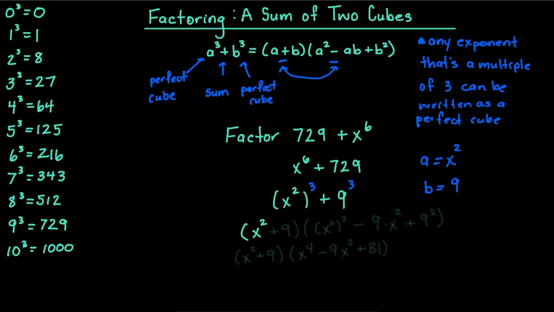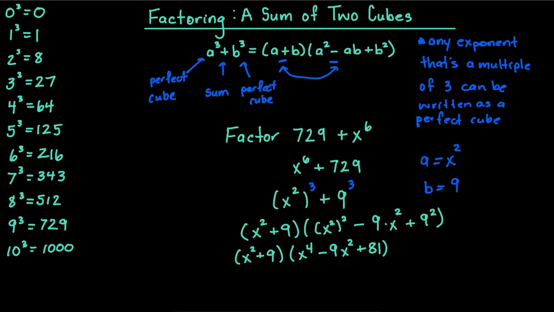X squared plus 9, x squared squared minus 9 times x squared plus 9 squared. So x squared plus 9, x to the 4th minus 9x squared plus 81. There isn't a sum of two squares, so x squared plus 9 is prime, and our trinomial that follows is always prime, so we stop right here.